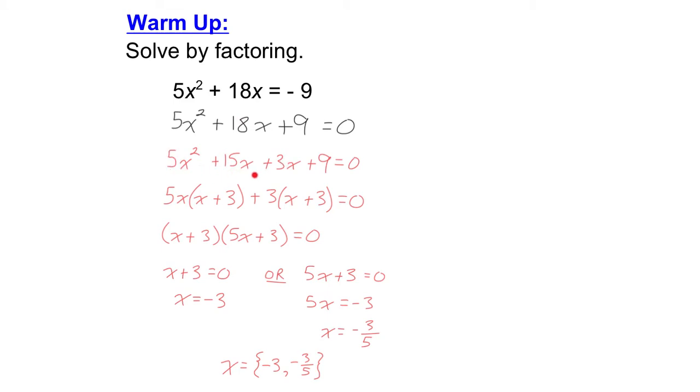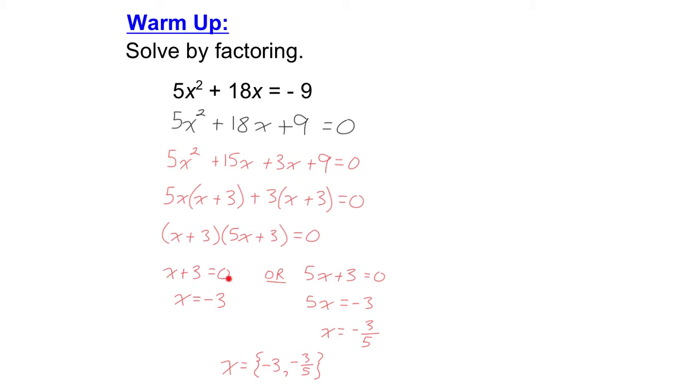For the first group, common factor is 5x. I'm left with x plus 3. For the second group, common factor is 3. The other factor is x plus 3. Now x plus 3 is a common factor. I'm left with 5x plus 3. So this factor times this factor equals 0. Therefore, either x plus 3 equals 0 or 5x plus 3 equals 0.